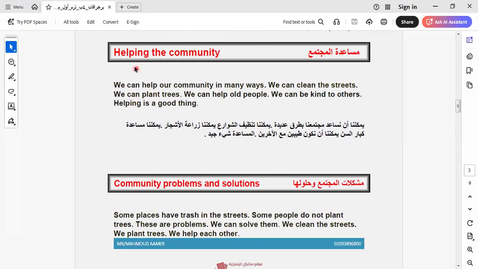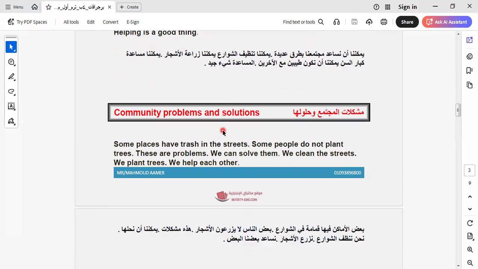Here we say helping the community. We can help our community in many ways. In this unit, we learn about the community and the ways that we help our community. We can clean the streets. We can plant trees. We can help old people. We can be kind to others. Helping is a good thing.